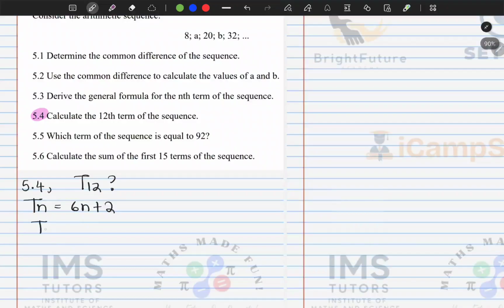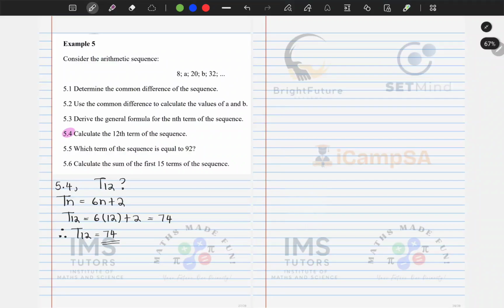So whenever we are looking for T12, what that means is wherever we see n, we go and put in 12. The answer you should find is 74. So what does this mean? It means that T12, or the 12th term of the sequence, if you carry on, you will see that it will be 74. Okay, let's go and have a look at 5.5.